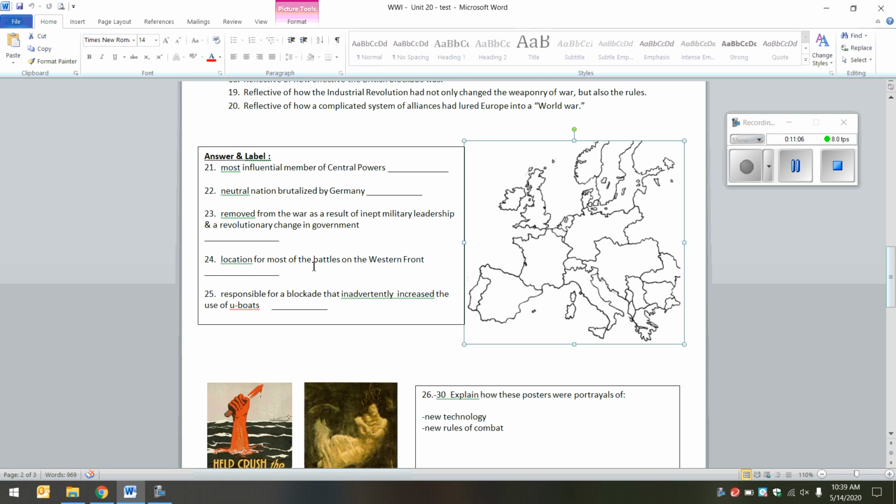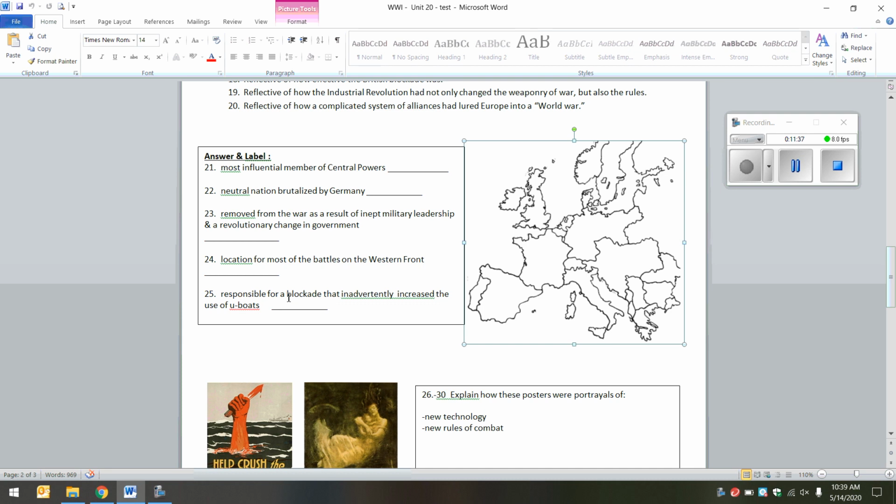All right, where were most of the battles fought on the Western Front? So if this is Germany in the middle, this is the Eastern Front, this is the Western Front. I had a lot of people put Belgium here, and that's not actually a bad answer, but remember, Germany went through Belgium into France. So most of the battles were fought in France. Here's France. And a lot of people put Germany, not a lot, but if you missed number 25, you usually put Germany, but read through the question closer.